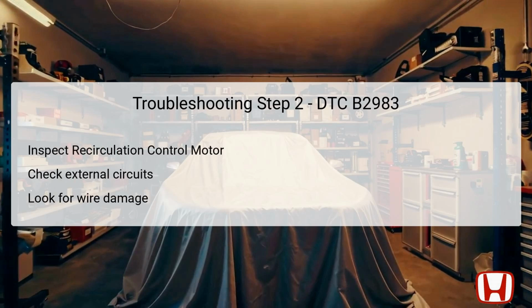The second step involves direct inspection of the recirculation control motor and external circuits. This includes performing the recirculation control motor test, which assesses the motor's function and its ability to respond appropriately to input signals. You should also inspect the MREC, which pertains to the recirculation control circuits, and the MFRS, which relates to additional control circuits. Look for signs of wear, fraying, or damage to the wiring that connects these components.